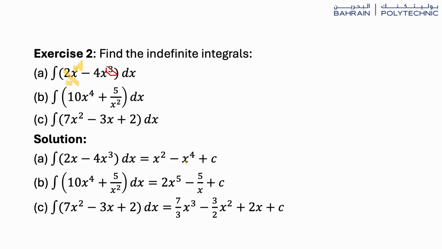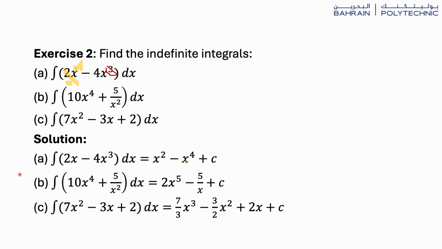For the second one, x to the power 4 will be x to the power 5 over 5. The 5 with 10, 10 over 5 will be remaining just 2. Same thing for the x squared. We have to take it first. Take the x squared to the top with minus 2 plus 1, so it will be power minus 1, which we can take down. So it will be minus 5 over x plus c.